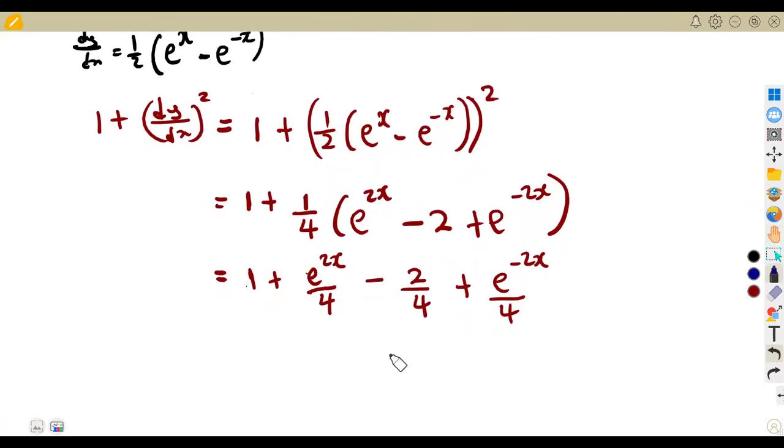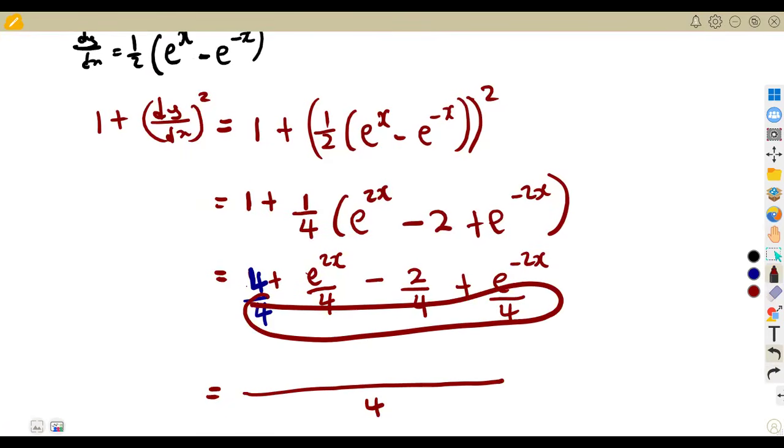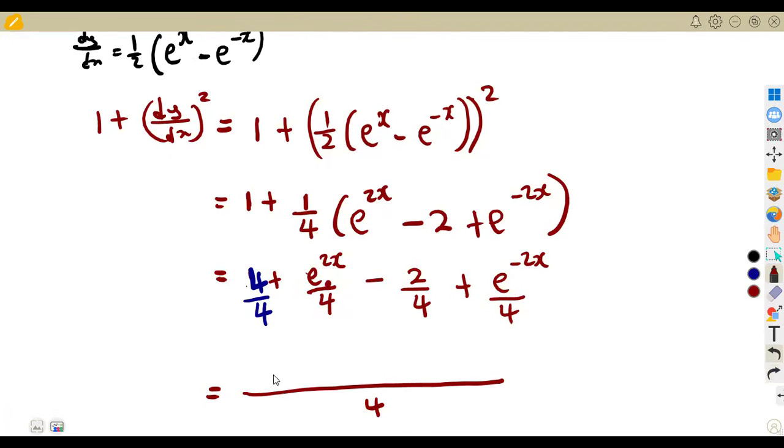Remember, we can add, and we know that 1 as a number, if we write it over this same denominator that we are given, it's the same as 4 over 4. So if it is the same as 4 over 4, it means we are going to combine everything under the same denominator. So if we combine everything, we're going to have e to the exponent of 2x, 4 minus 2, so if we subtract 4 minus 2, that will be a plus 2. We are combining the numerators, all right, plus e to the exponent of minus 2x like this. So this is what we are going to have at the end.